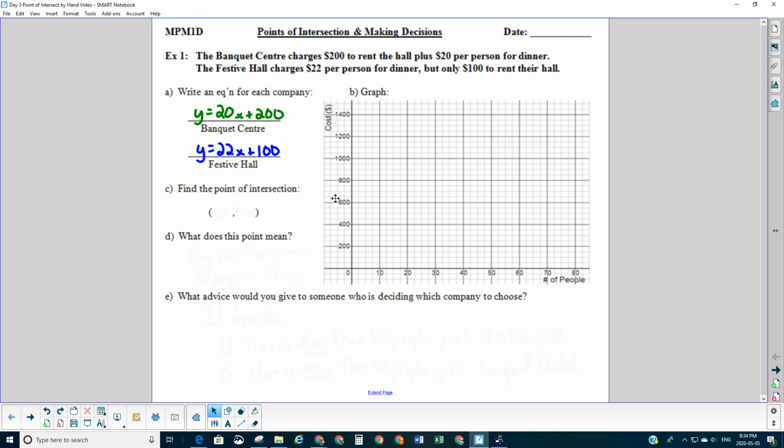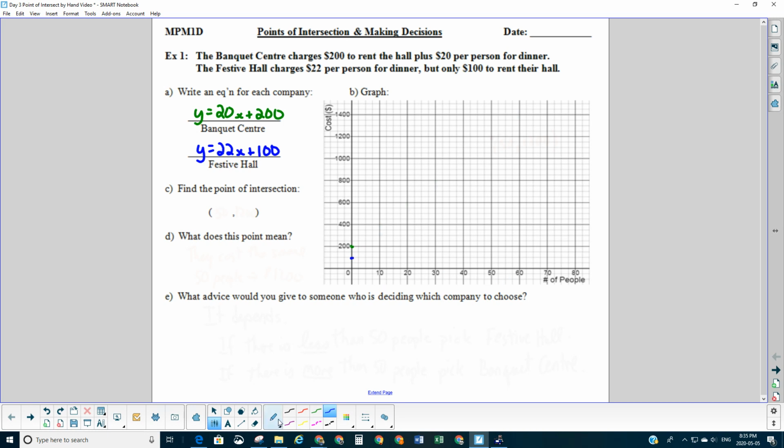So let's try and graph these and see if we can figure out what the graph tells us. So I'm going to start by graphing the y-intercept, the flat rate. That point we know with ease. So $200 is the flat rate for the green one. So right there, I'm going to go to the green, and when 0 people are there, you're going to charge $200. Okay? The festival hall, the blue one, when 0 people are there, you're going to charge $100. So we've got a flat rate right there.